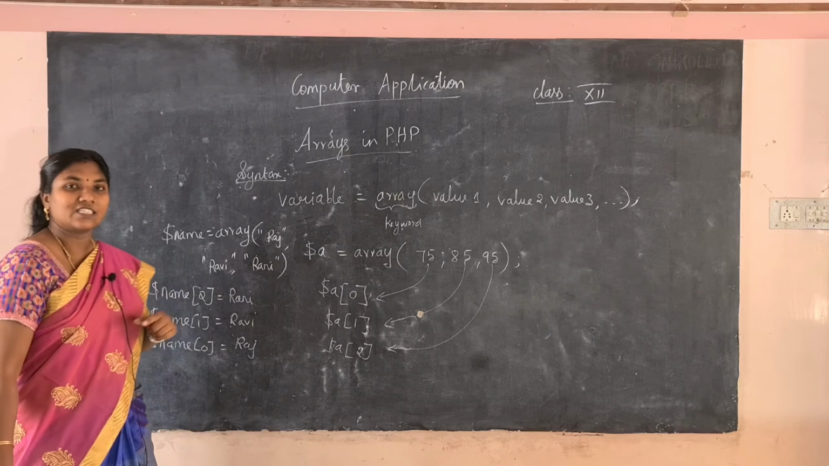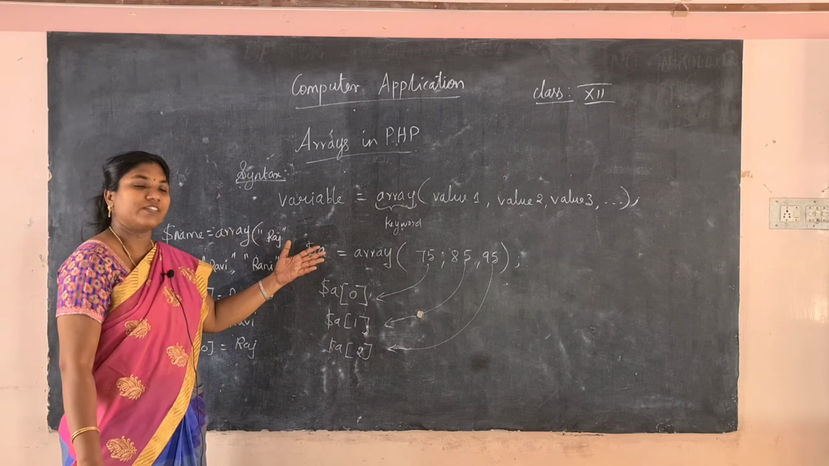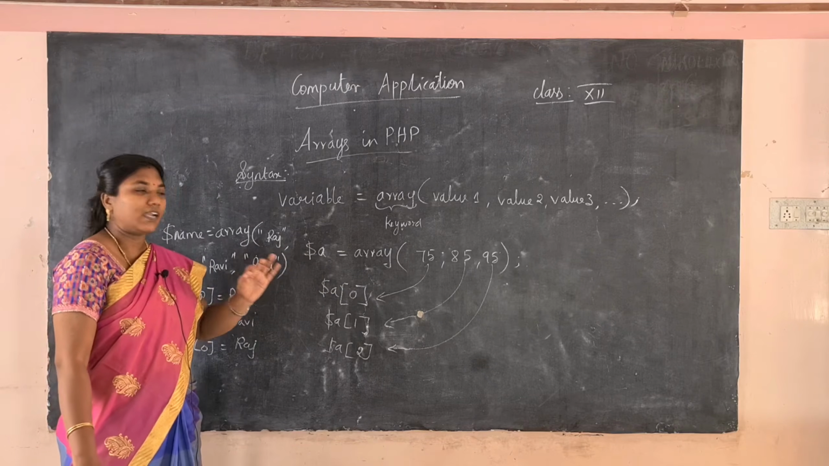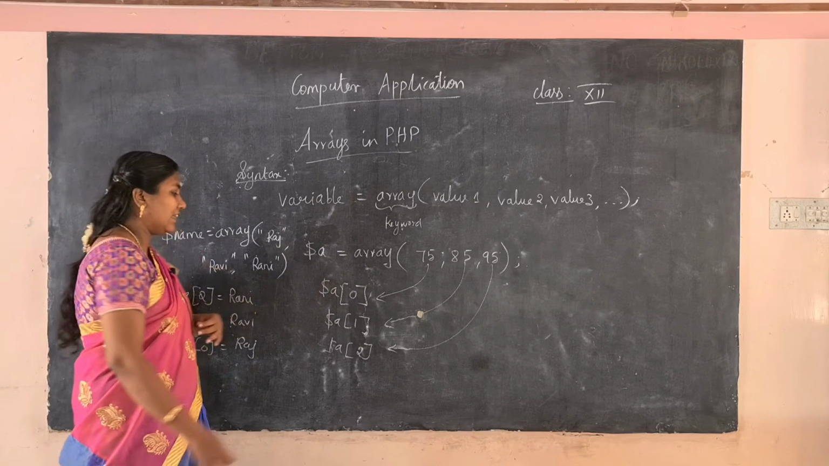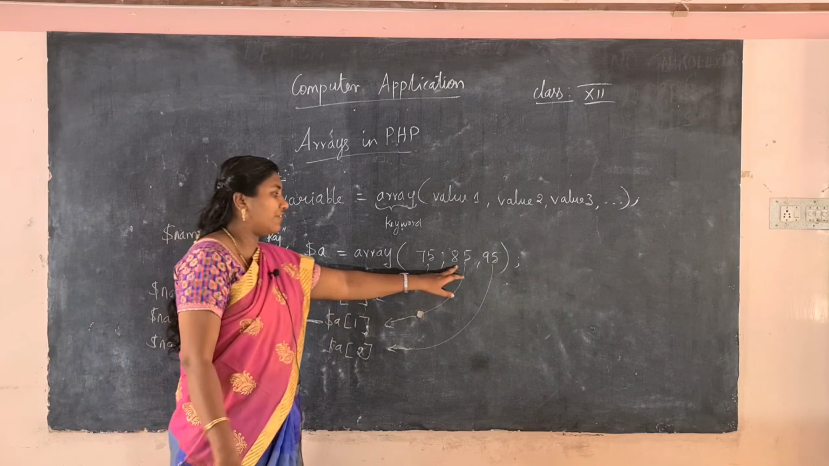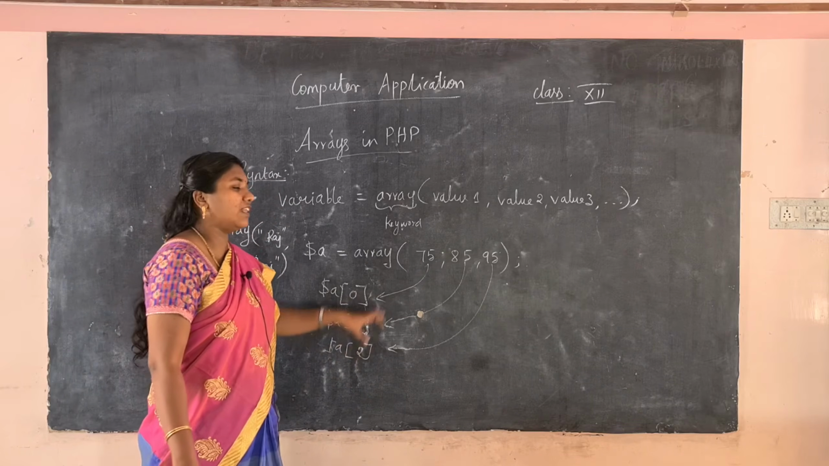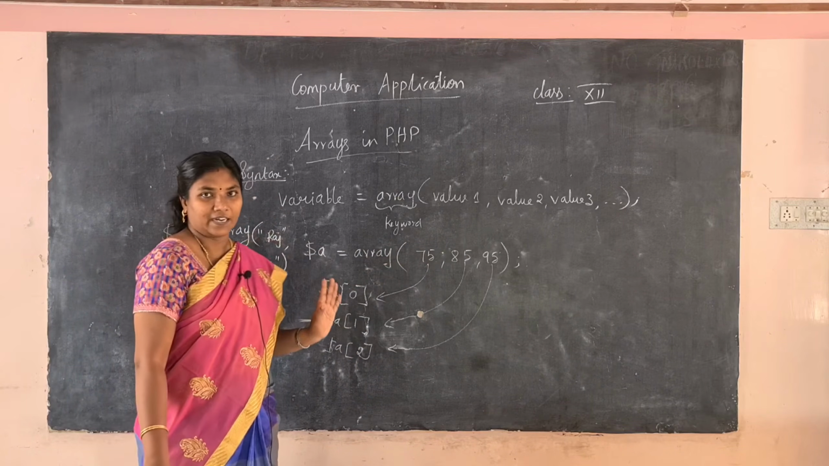Okay, so the index starts with 0. So you can directly access a value inside the array. If you want only the particular value 85, then I can specify only a of 1. If I want to access only that number 85, then by giving a of 1, I can access just that value 85.